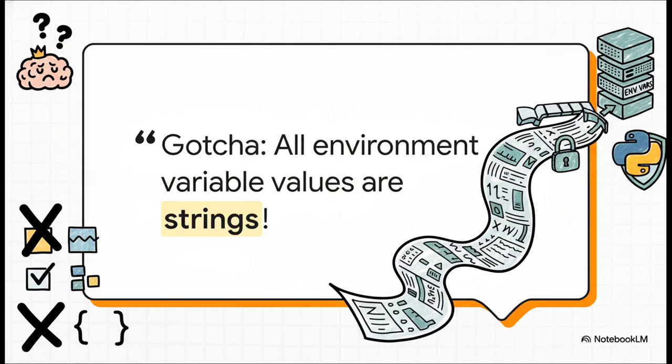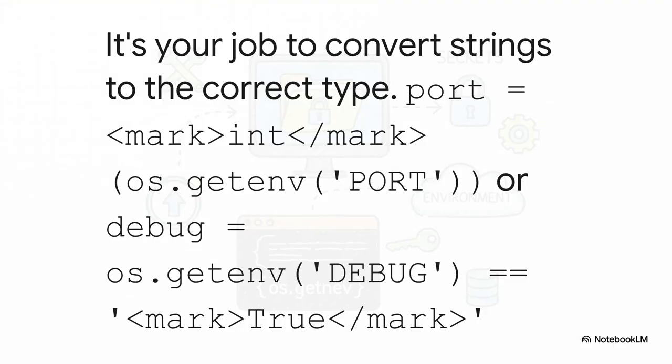Okay, listen up, because this is probably the single most important gotcha you need to remember. Everything, and I mean everything, you get from an environment variable is a string. The operating system has no idea what an integer or a Boolean is. It just sees text, so everything it gives you is a string. And what that means is that it is your job in your code to convert that string into the type you actually need. So if you get a port number, you have to wrap it in int() to turn it into an integer. If you're checking a debug flag, you can't just say if debug. You have to explicitly check if it's equal to the string "true". Forgetting to do this is such a common source of bugs, so please burn this into your brain.